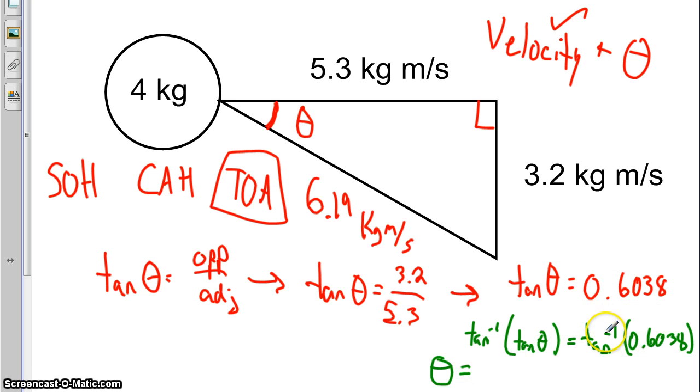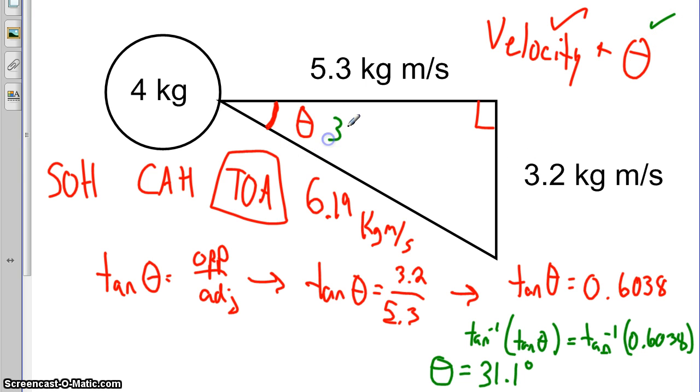And on this side, on your calculator, it's probably second tangent that gives you inverse tangent of 0.6038, and that gives me 31.1 degrees. Theta is 31.1 degrees. I should have mentioned earlier, but I forgot: make sure your calculator is in degree mode. If it's not, then it will probably give you an answer in radians. But again, you want degrees, so make sure your calculator is set to degree mode. And that's my angle. So I found my angle is 31.1 degrees.